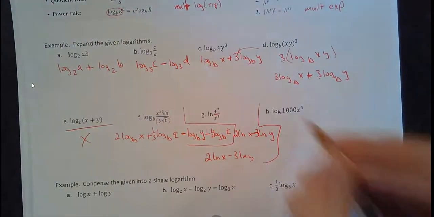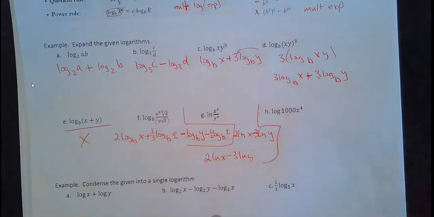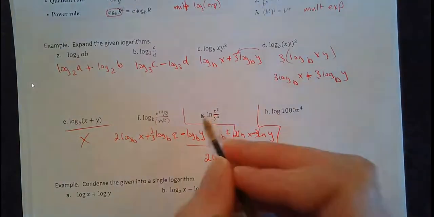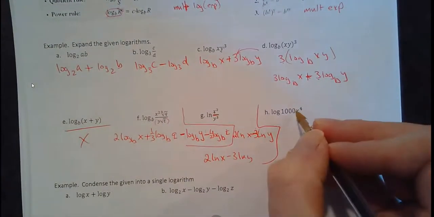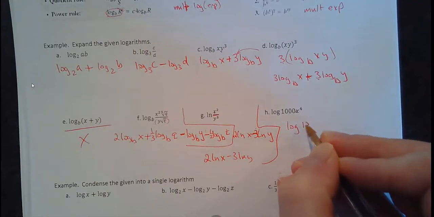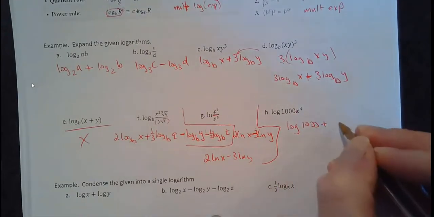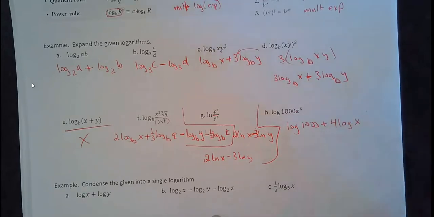Okay. Over here, look at this. Log just says log. What's the base? Well, if it's not written, it's 10. Okay, this one was e. I didn't say that. Natural log, the base is e. But here the base is 10. And I'm multiplying these two things together. So it'd be log 1000 plus log x to the 4th, put the 4 out front.